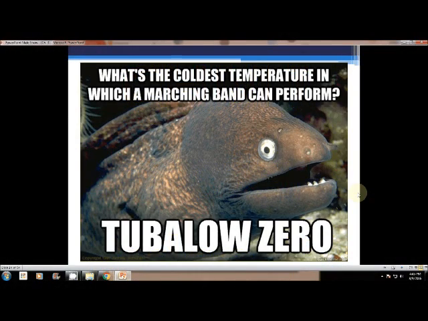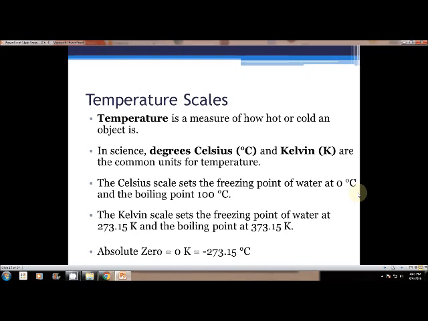Section 3 for Chapter 3 is all about temperature. So I hope that you got a little chuckle from this chemistry fun. Temperature is a measure of how hot or cold an object is. Very different from heat. Keep that in mind. Heat comes later in the year.